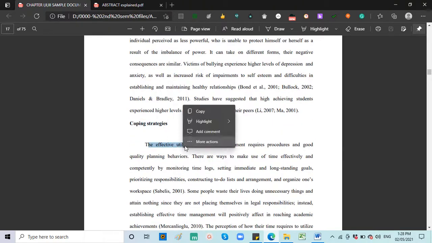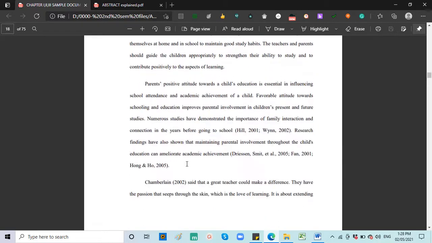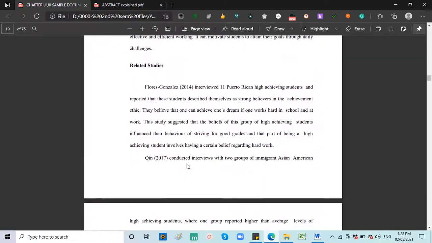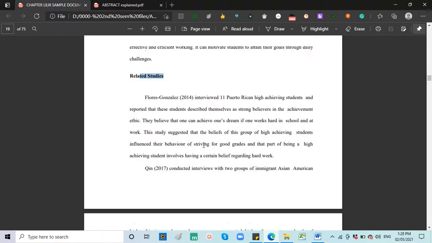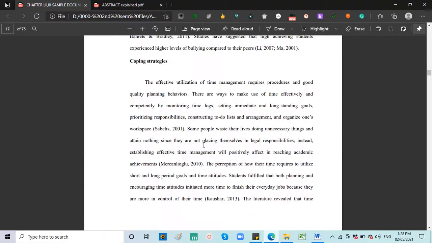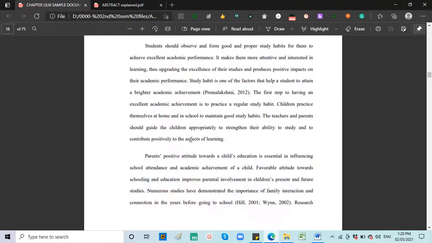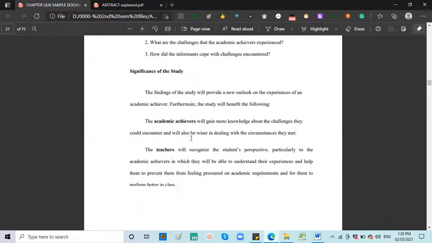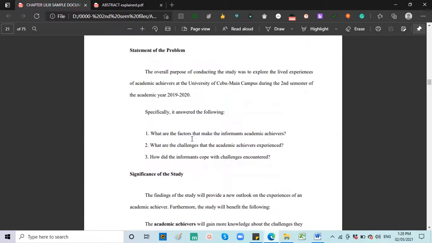What else? After the literature, the related studies come next. And for the related studies, again, please arrange that according to the SOP themes: factors, challenges, and coping strategies. And then the findings here come from related studies.